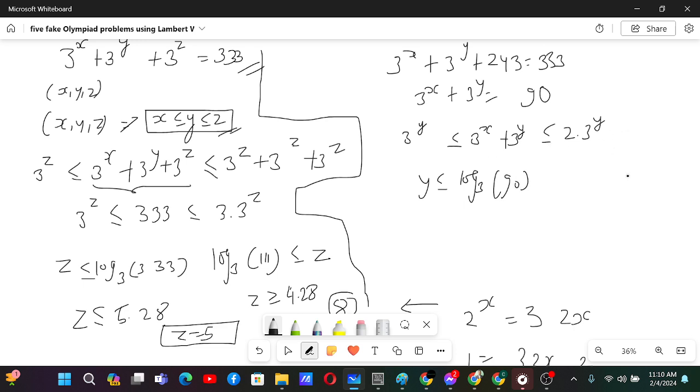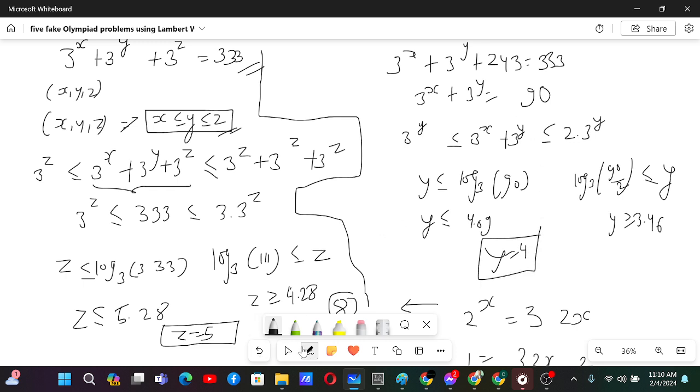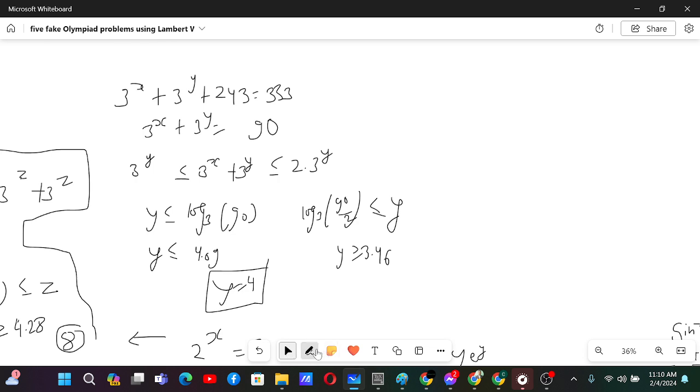So y is less than or equal to log base 3 of 90, and dividing by 2 first, log base 3 of 90 over 2 is less than or equal to y. So y is less than or equal to log base 3 of 90, which is 4.09, and y is greater than or equal to log base 3 of 45, which is 3.46. The only option for y is 4 because these are integers. Now we know y is 4, so 3 to the power x plus 81 equals 90. That's why 3 to the power x is 9, so x equals 2.